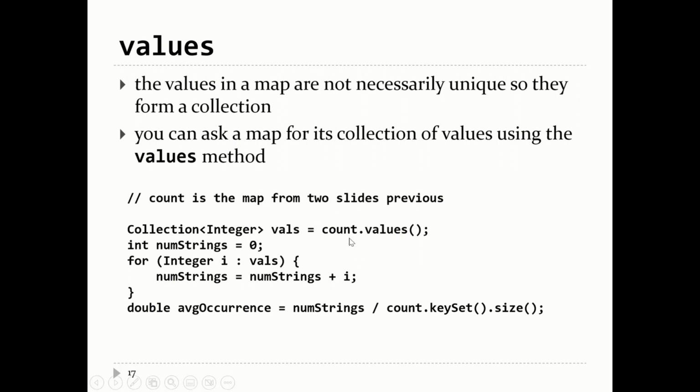The easiest way to think of a collection is as a list where there's no index. So the only thing you can do with a collection is iterate over the elements. But just like in the previous case, once you have that collection of values, you can iterate over it and do something with each value. Here I'm summing the number of times each word appears, so I'm counting the number of words in the original list. And then you can compute the average occurrence of each word by dividing by the size of the key set.